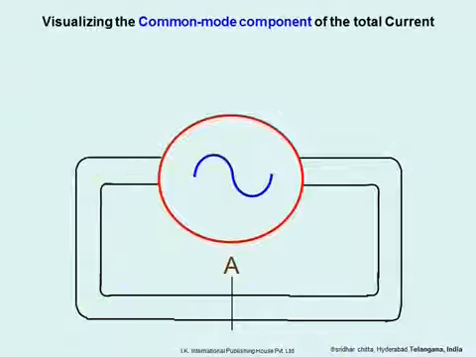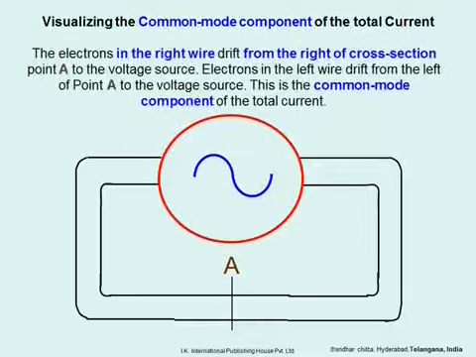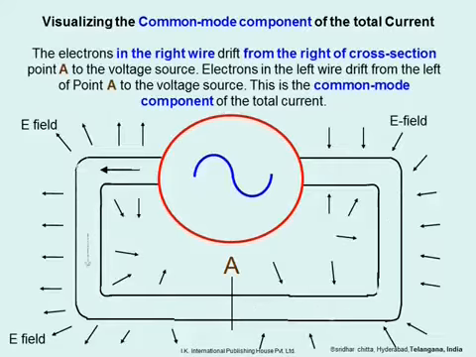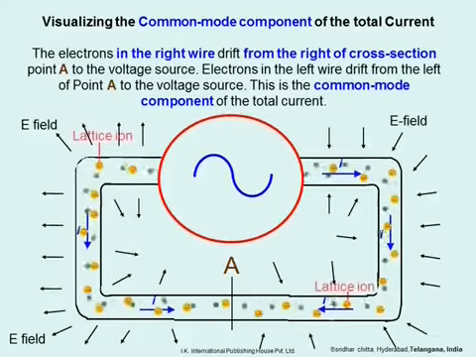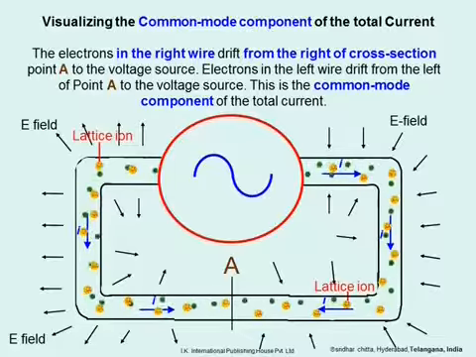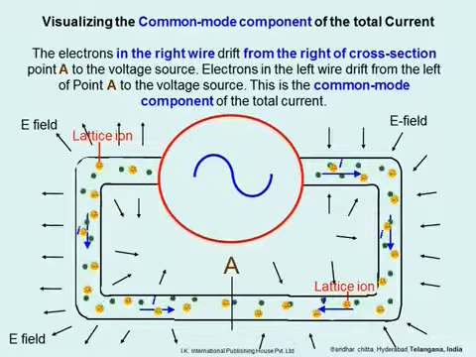Now we will visualize the common mode component of the total current in the transmission line cables. The electrons in the right wire drift from the right of cross-section point A to the voltage source. Electrons in the left wire drift from the left of point A to the voltage source. This is the common mode component of the total current.